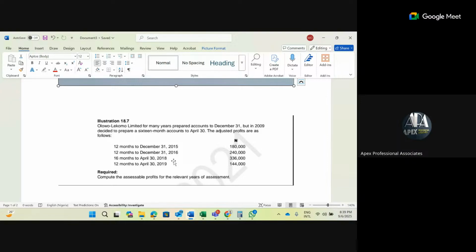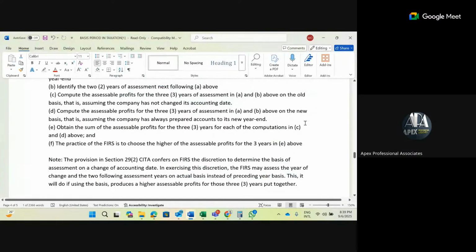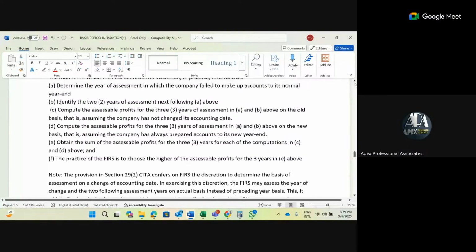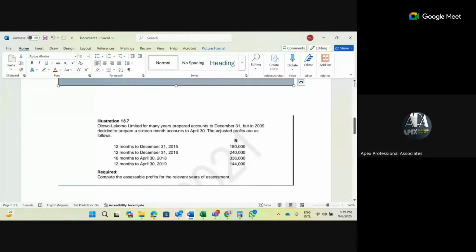So now, what are the things that we need to apply when we are doing the change of accounting date? The rules. What are those rules? A, B, C, D, E, F. The first one is to determine the year of assessment in which the company fails to make up its account to its normal year end. Let's quickly read through this question.